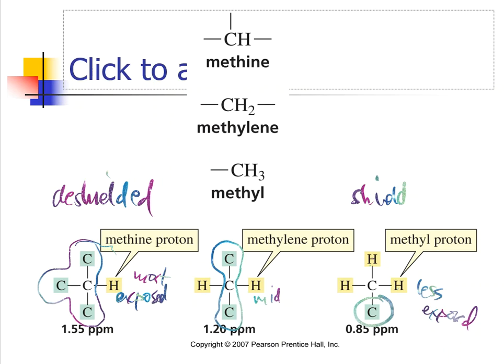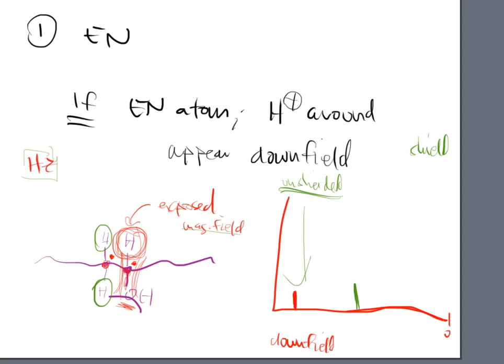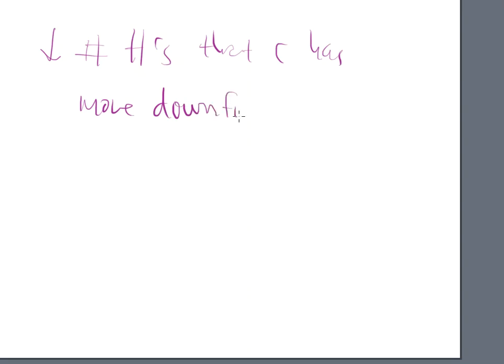So to explain this situation, we're going to have to introduce a new rule, all right? So the very first rule was this idea of electronegative atoms onto a molecule. The next rule that we're going to look at, a very general rule in NMR, is the lower the number of hydrogens that the carbon has, the more downfield the signal becomes.